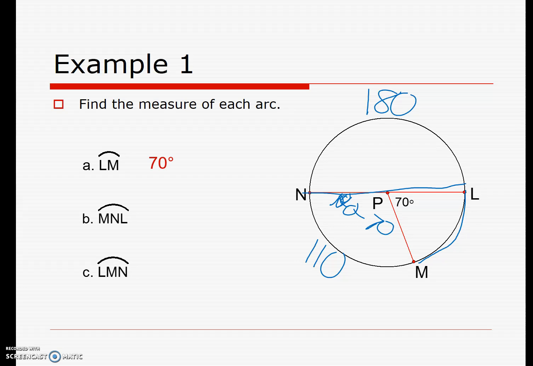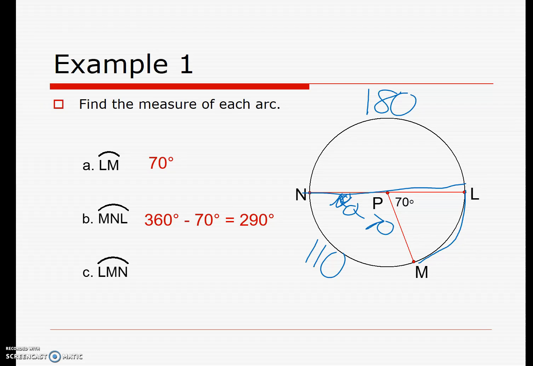The next thing I want to do is find MNL. Looking at that, M is right here, and I'm going to follow it all the way around in this direction, M, N, and L. There are two ways we can do this. Either we can add 110 and 180 together using the arc addition postulate, or you can do 360 minus the 70 degrees. Whichever one is easiest for you. But this is 290 degrees.